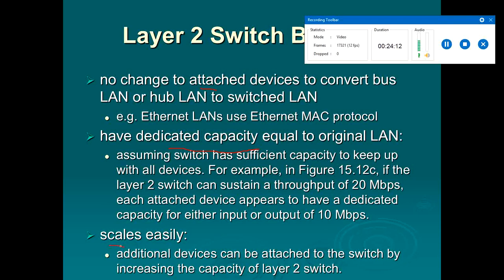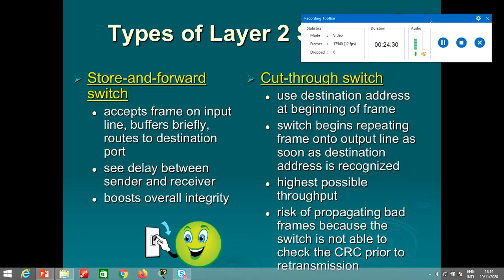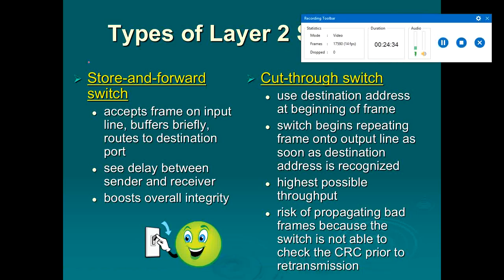Third, it can be expanded easily. A layer 2 switch can be scaled easily. Additional devices can be attached to the layer 2 switch by increasing the capacity of the layer 2 switch correspondingly. So scalability is easier. Now let's talk about the two types of layer 2 switch. The first one is the store and forward switch, and the second one is the cut through switch.